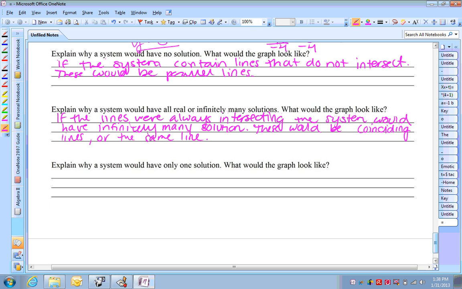Okay, explain why a system would have only one solution, and what would the graph look like? This would be if the lines are neither parallel nor coinciding. So, if they are not parallel or not coinciding and they're linear, it's a system of linear equations, it will have one solution because lines will only intersect at one point.